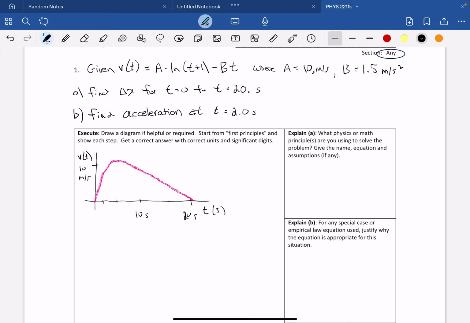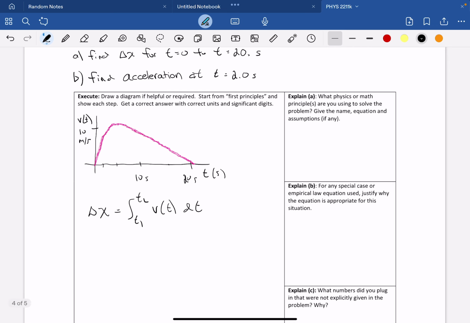All right, so to find delta x, we're going to start with the definition of velocity. Part of the definition of velocity tells us that displacement, that is the change in position, is going to equal the integral from time 1 to time 2 of velocity with respect to time. I'll put a little 1 next to that, and over here in my explanation, I'm going to say this is the definition of velocity. Okay?